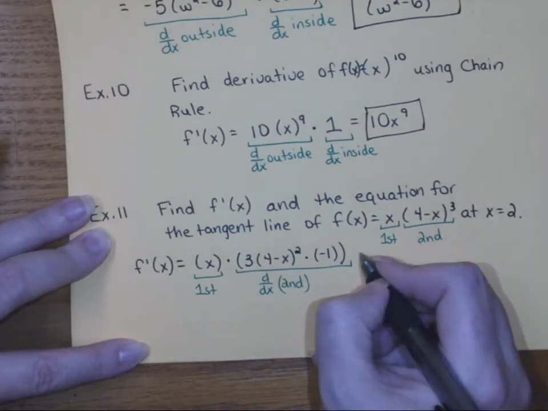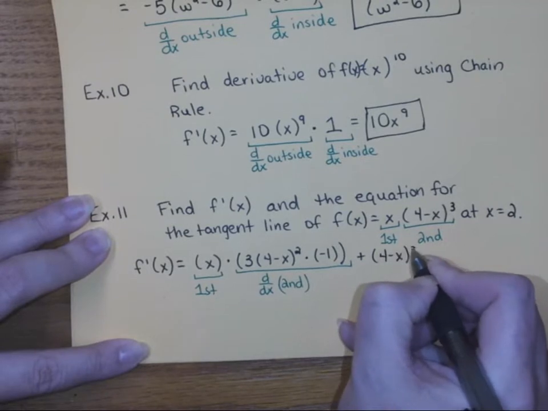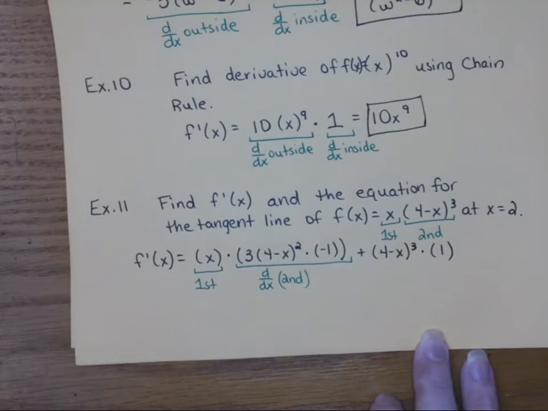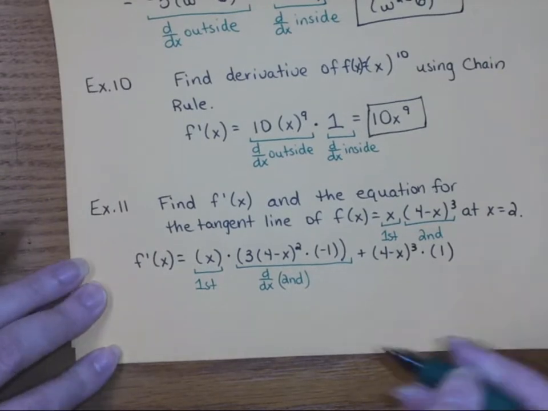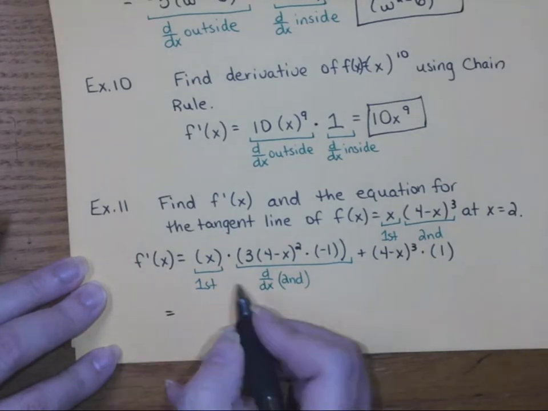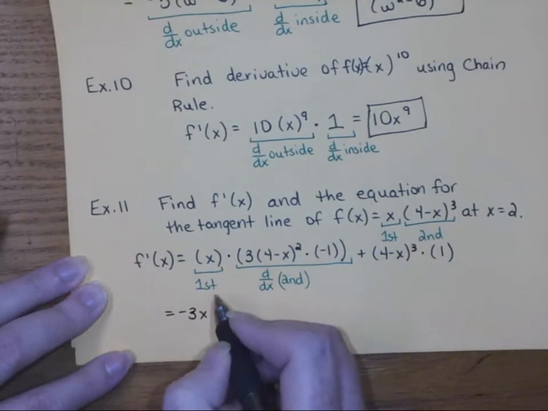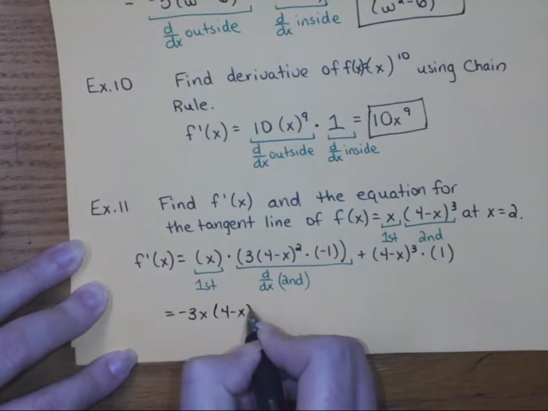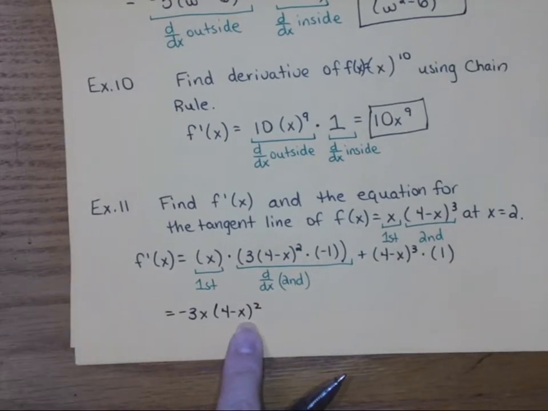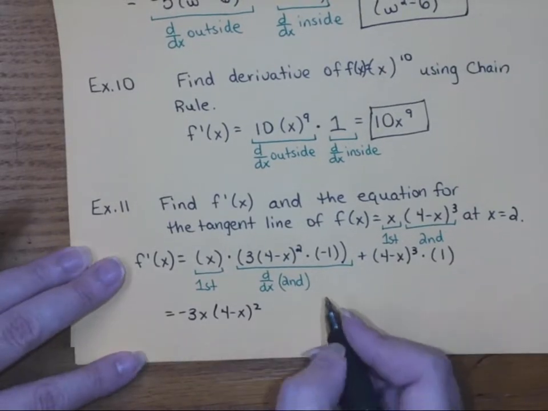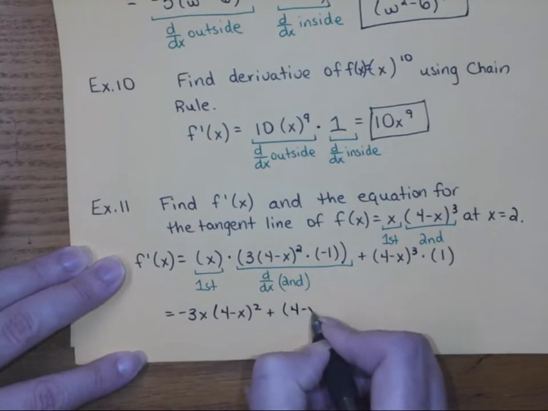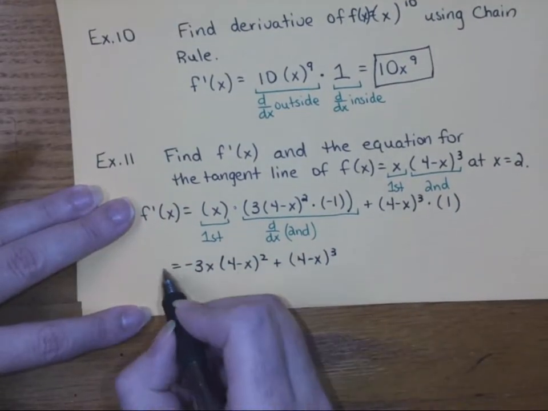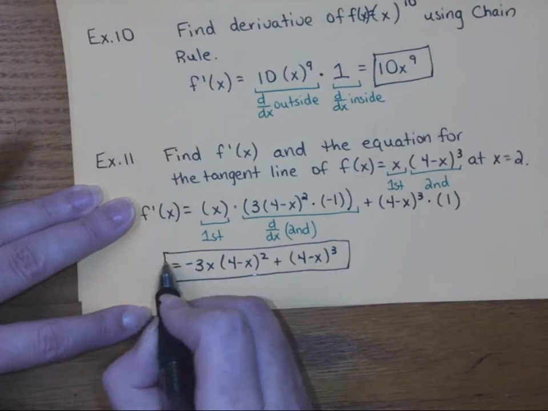And we still have half of it to go, right? Plus the second times the derivative of the first. The derivative of x is just 1. So now let's just clean this up. We're going to get -3x, so I'm doing x times 3 times -1, and then we have (4 minus x) squared. Don't do distributive property if you have a power other than 1, so we'll just leave that alone. And then notice we'll get plus (4 minus x) cubed here. My math lab might write this a little bit differently, but I'm okay with this form.